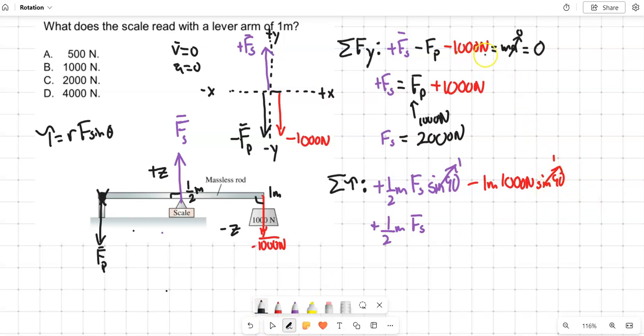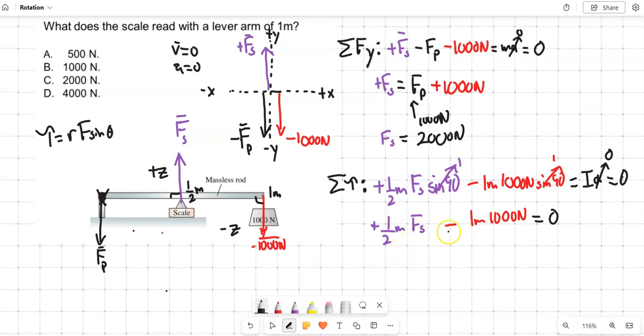Well, summing the forces, you set that equal to mass times acceleration. Summing the torques, you set that equal to I alpha. But since alpha is equal to 0 here because it's not moving or accelerating in any direction, this whole thing sums to 0. So this torque right here is just 1/2 meter times F sub S. This is 1 meter times 1,000 newtons. Again, this is just 1. And this is going to be equal to 0.